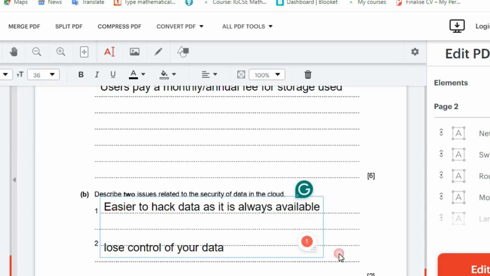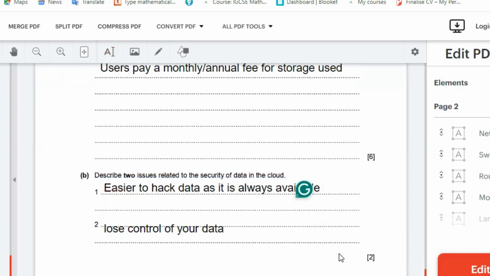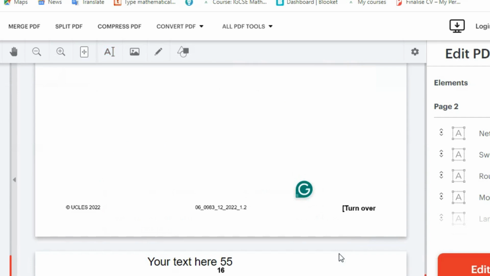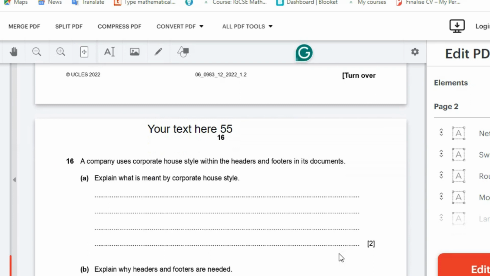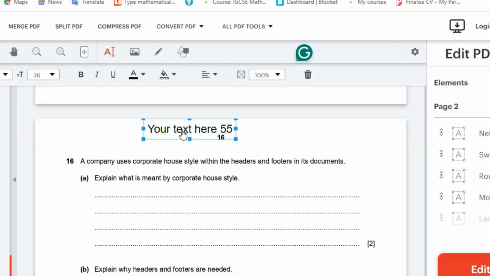Alright, let's go to the next question, which is question number 16. It says a company uses corporate house style within the headers and footers in its documents. Explain what is meant by corporate house style? You know what we mean by header, right? And a footer. So what do we mean by a corporate house style is what you are told to explain.